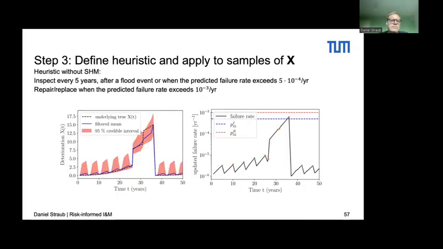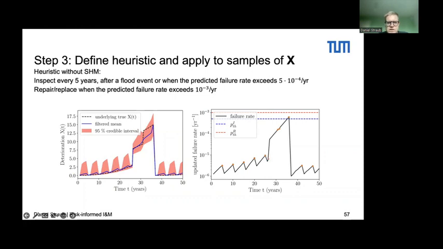Now we try to compare the situation with and without monitoring systems. So we look at what we do if we don't have SHM. Then we assume we inspect every 5 years. We also inspect after a flood event or when the predicted failure exceeds a certain level. Of course, these parameters can be optimized, so we get basically an optimal heuristic without SHM, if you want to optimize this.